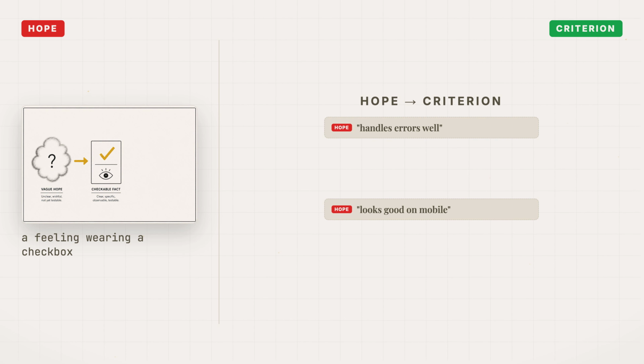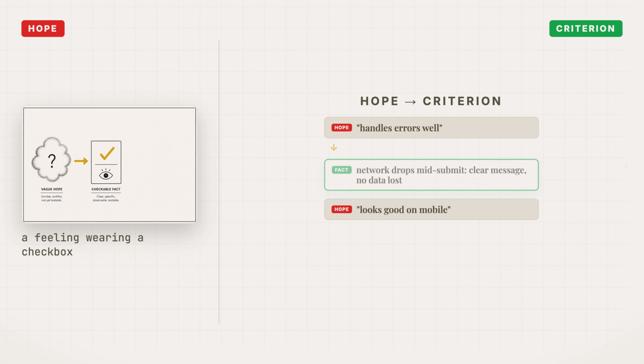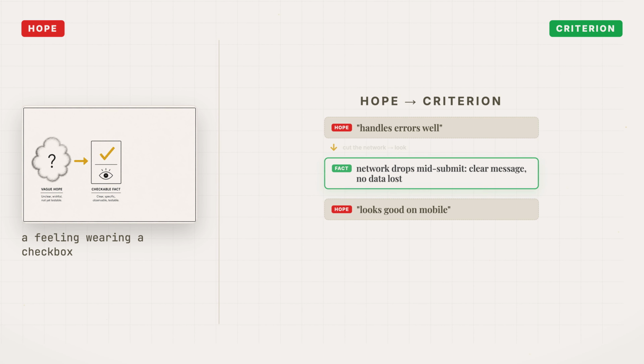Watch the difference, because it's the whole game. "Handles errors well" is not a criterion, it's a hope. 2 people read it and picture 2 different things, and the AI reads it and pictures a third. "When the network drops mid-submit, the user sees a clear message and no data is lost."